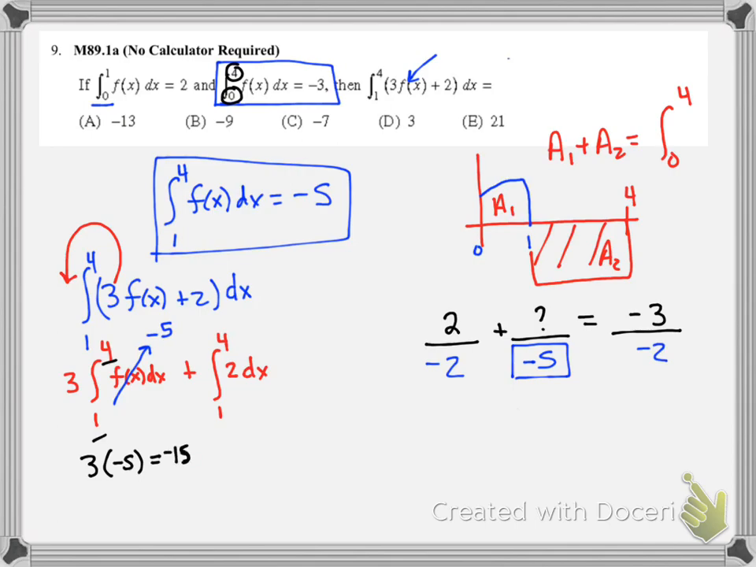The second portion is again back to this area model. I've got a y-coordinate of 2, and I'm looking at it from 1 over here to 4. Well, that really just means I have a height of 2 and a base of 3. That area is 6. So if I think about combining these two integrals, -15 plus 6 is -9.